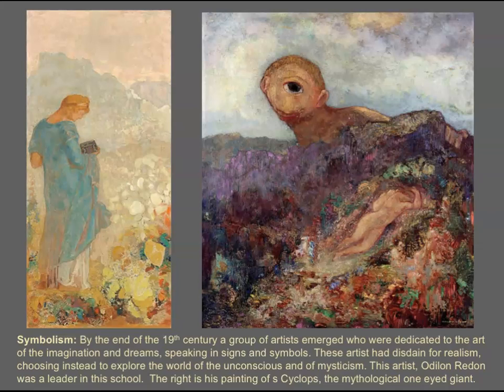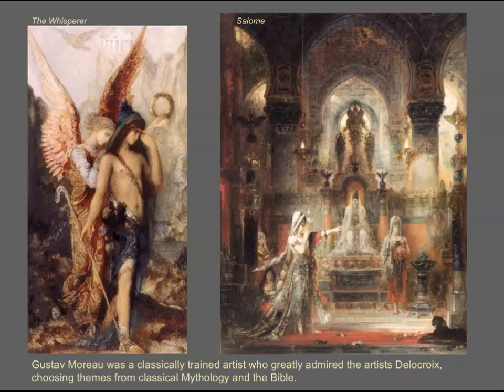The Cyclops on the right is by the artist Redon, and he was a real pioneer in this school of work. Here's someone whose art is attributed to symbolism also, but a totally different look, and that would be Gustave Moreau. Here you can really see the Pre-Raphaelite influence, but it's also just quite beautiful. The one on the left is called The Whisperer, and the one on the right is Salome. This one on the right is large-scale work, and if you look at the detail, it's just incredibly painted.